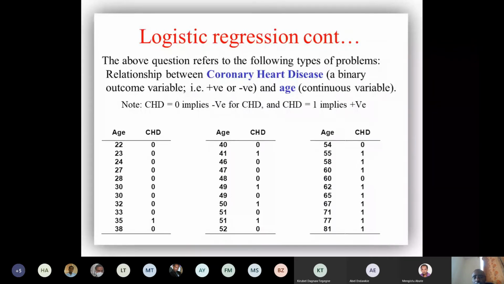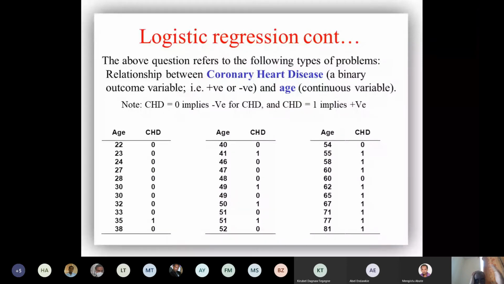and this health outcome may be affected by age. Age is continuous, and it is an independent variable. Our concern, our focus, is on the dependent variable, which is coronary artery disease, right? So a person could be either positive or negative.